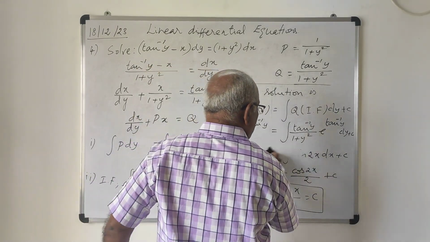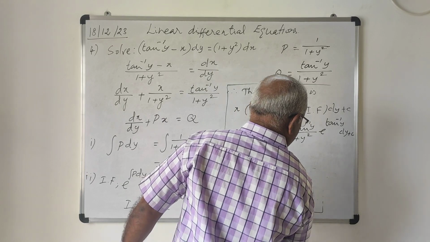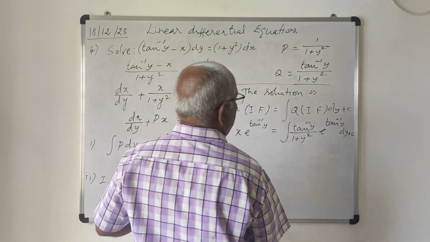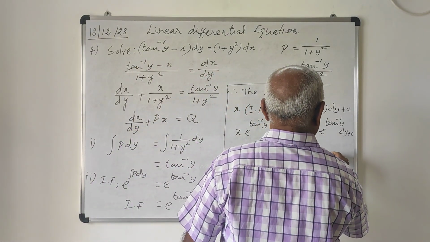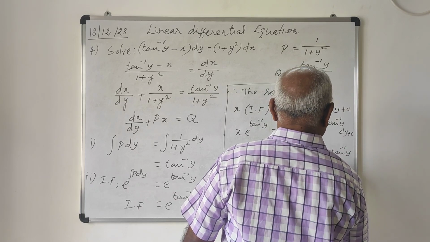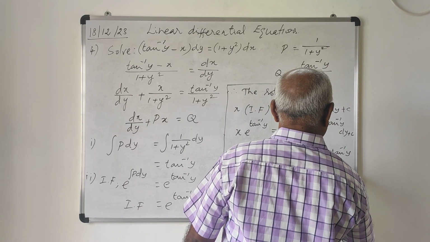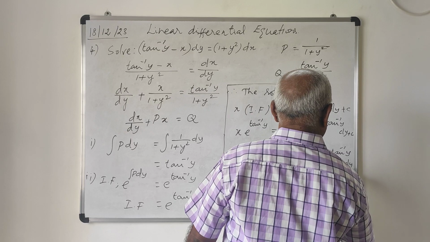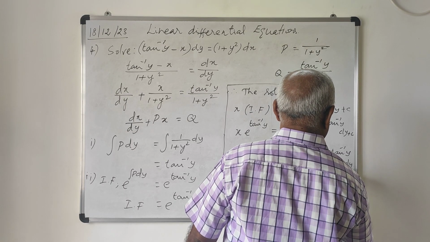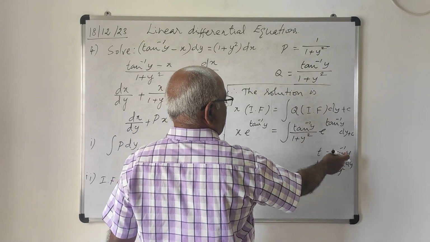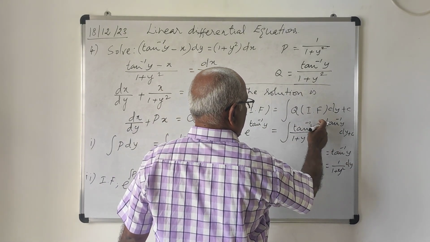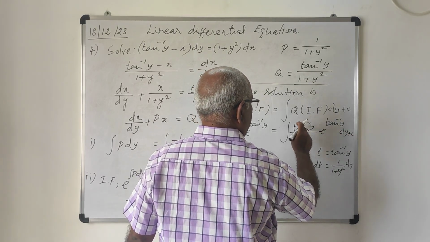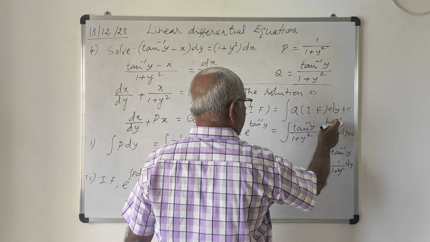Now to solve this right hand side integral, you give a substitution t for tan inverse y. So dt equals 1 by 1 plus y square dy. 1 by 1 plus y square dy is dt. Tan inverse y into e power tan inverse y is t e power t.